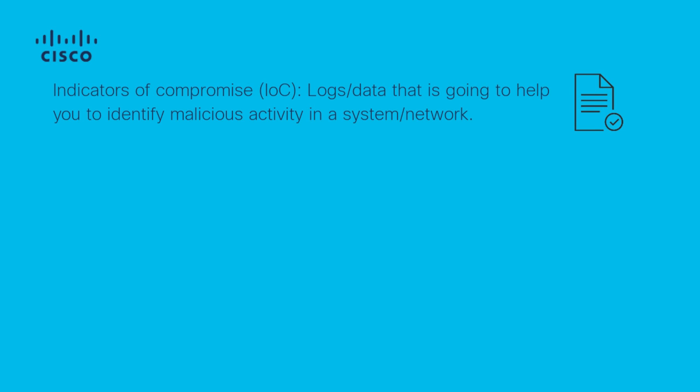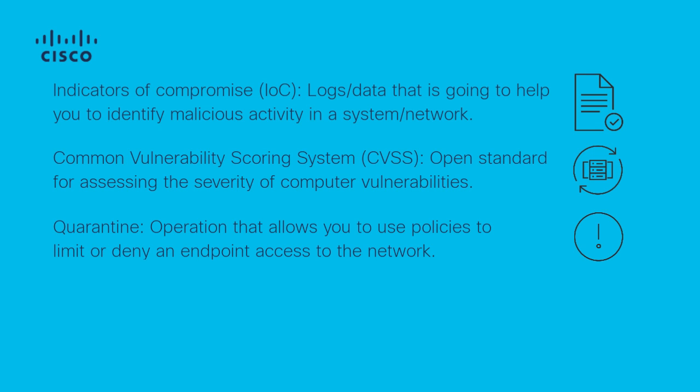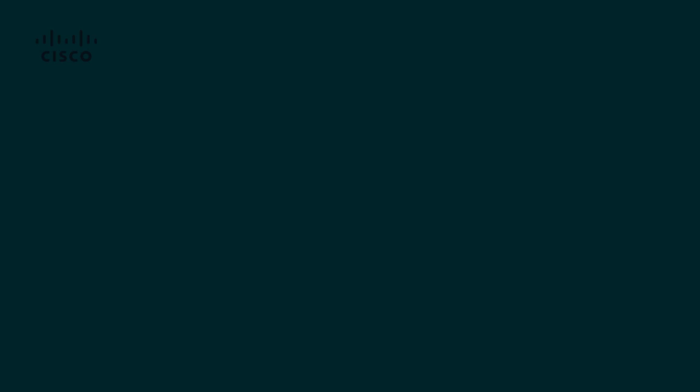Indicators of compromise, IOC: logs, data that is going to help you to identify malicious activity in a system network. Common Vulnerability Scoring System, CVSS: open standard for assessing the severity of computer vulnerabilities. Quarantine: operation that allows you to use policies to limit or deny an endpoint access to the network. Adaptive Network Control, ANC: the feature allows you to assign endpoints to be in a quarantine status.